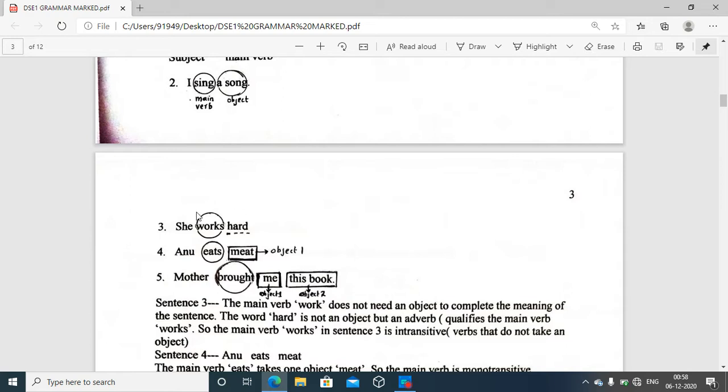We will talk about adverbs in the coming videos, and then we will understand what this hard is. Hard is just an additional description of the way she works. It's not at all an object of the action. As we say, I sing what? But she works, not what. It's just how does she work. She works hard. It's just a description of the way she works.